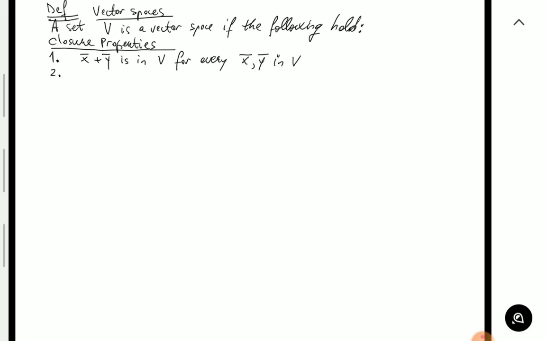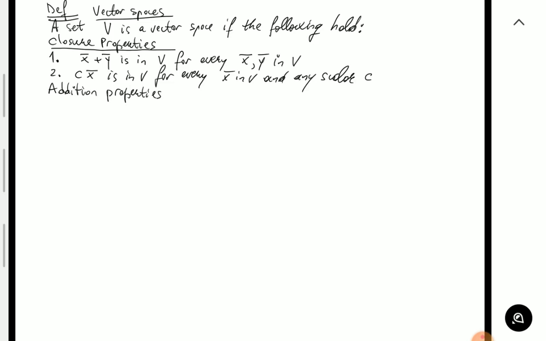The second closure property: the scalar multiplication cx is in V, again for every x in V and any scalar c, any real number. Those are the closure properties. And then addition properties, or additive properties, properties specific to vector addition.